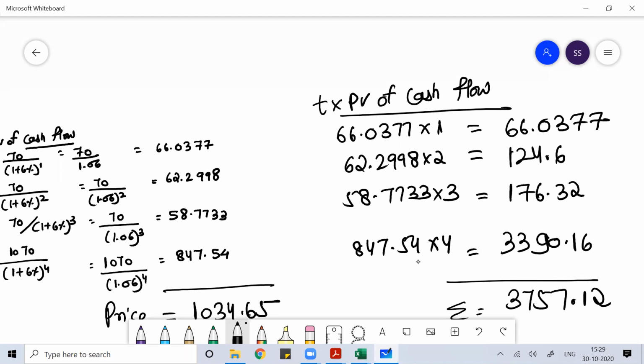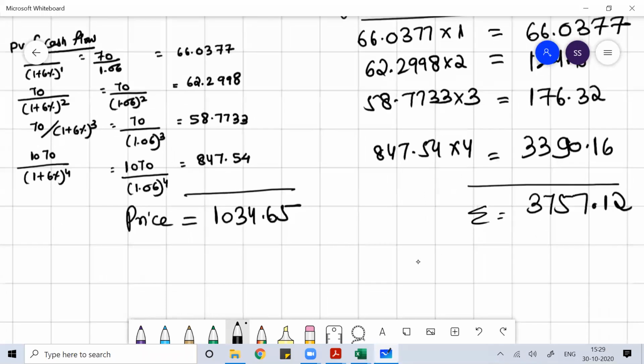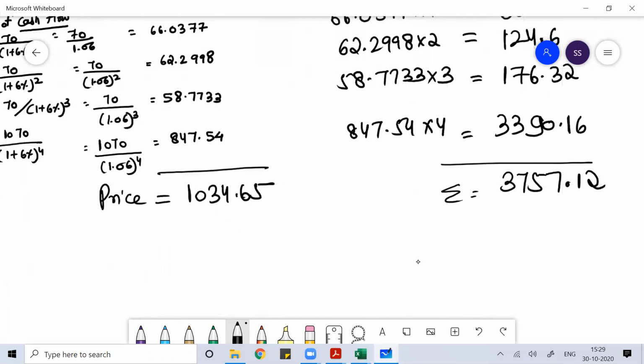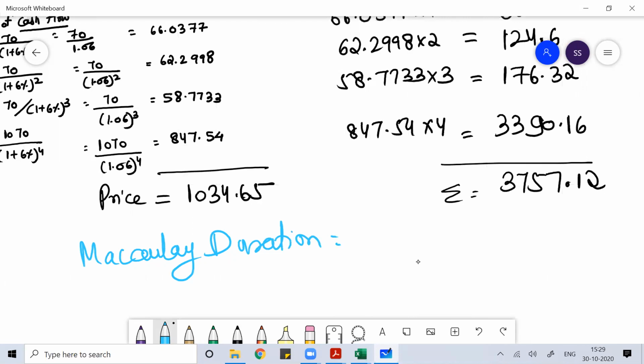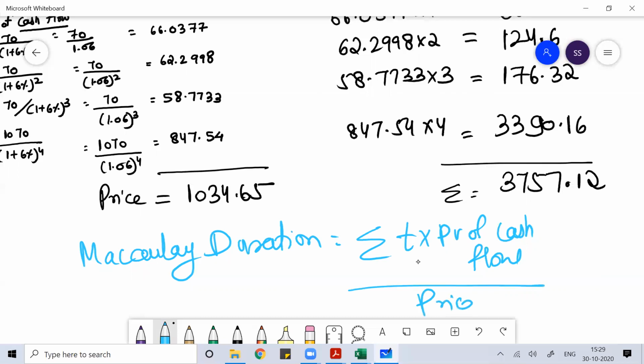If you divide by the price, you will get the duration of the bond. So the Macaulay duration of the bond will be nothing but the sum of T into present value of cash flow divided by the price of the bond. That is 3757.12 divided by 1034.65.